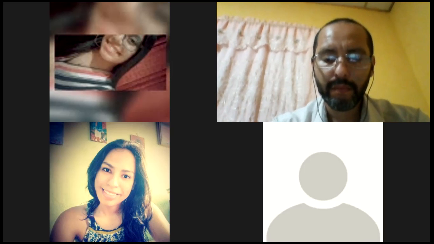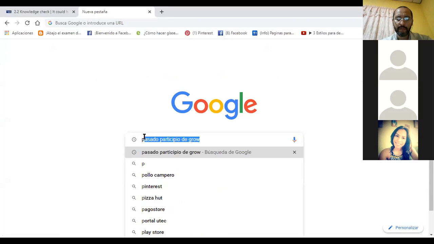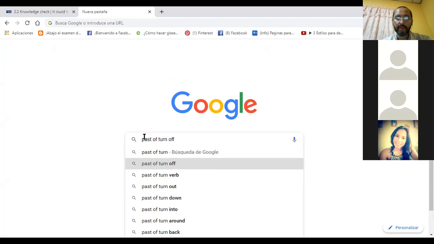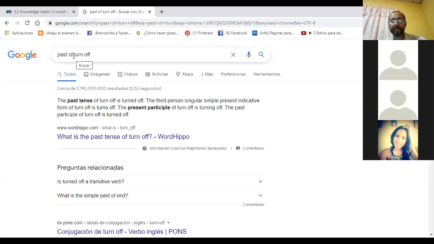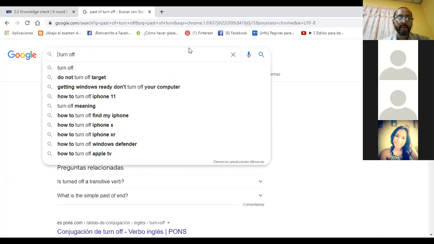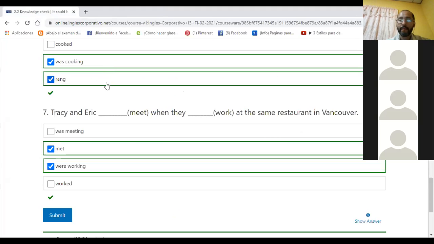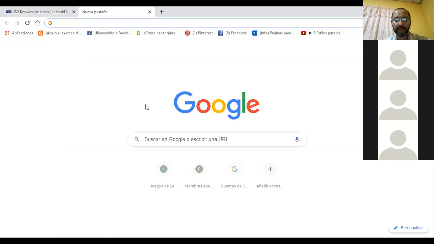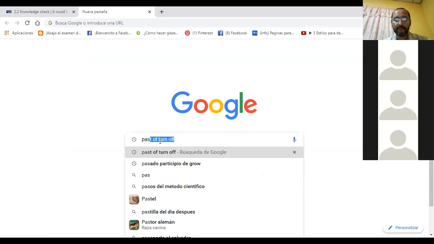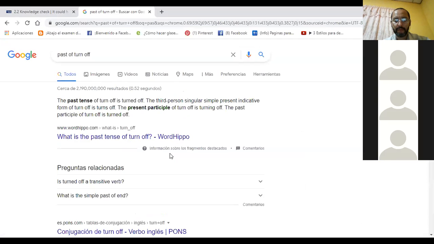I should have taken dinner. I'm starving. Is this turned off? Off. Turn. Creo que esto es lo que se ocupa para luces. Turn off. Pensé que era turn it. No, para luces es turn off. Past tense of turn off. It's turned off. Turned off, así. Okay.